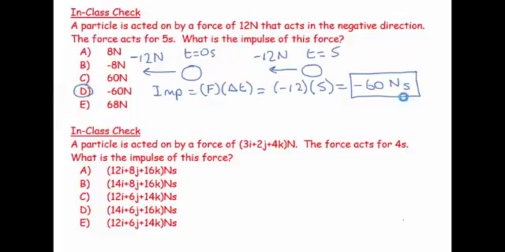So on a number line, you've got to take into account the direction that the force is applying. Is it to the left or to the right? And then you take into account the duration, and you can work out the impulse.